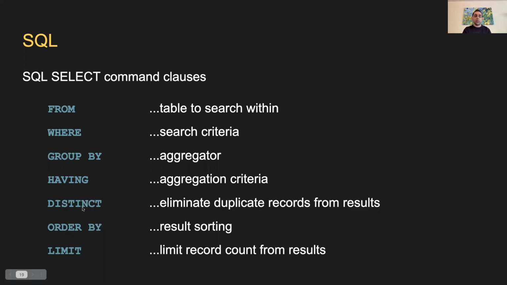Distinct, so you can get multiple records back that are identical. Distinct eliminates those duplicate records. And then order by lets you sort your results, and limit will limit your results. So let's say you have a query that's going to return 1,000 results potentially, and you only care about the top 10. You can sort by ascending or descending and only get 10 records back.